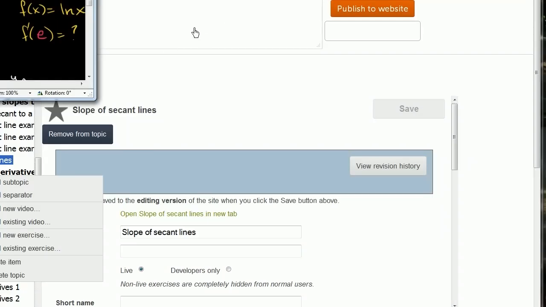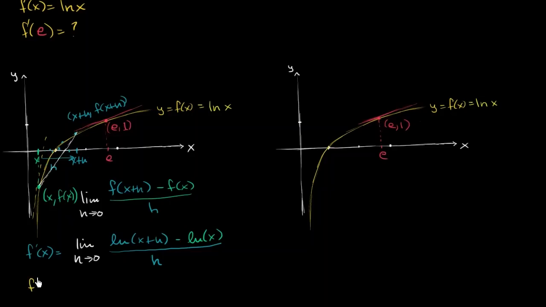So we could write f prime of e is equal to the limit as h approaches 0 of the natural log of e plus h minus the natural log of e, all of that over h. So just like that. If we are able to evaluate this limit, and we actually can, this would give us the slope of the tangent line when x equals e. This is doing the formal definition.